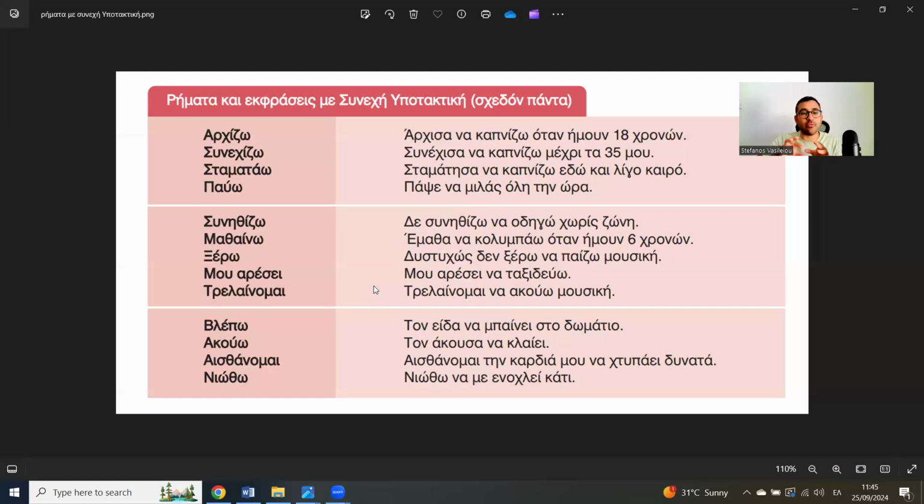Now I'm just mentioning the verbs that only can take the repeated action subjunctive. Let's have a look at these verbs. Βλέπω. Τον είδα να μπαίνει στο δωμάτιο. I saw him entering the room. We cannot say τον είδα να μπει. No.